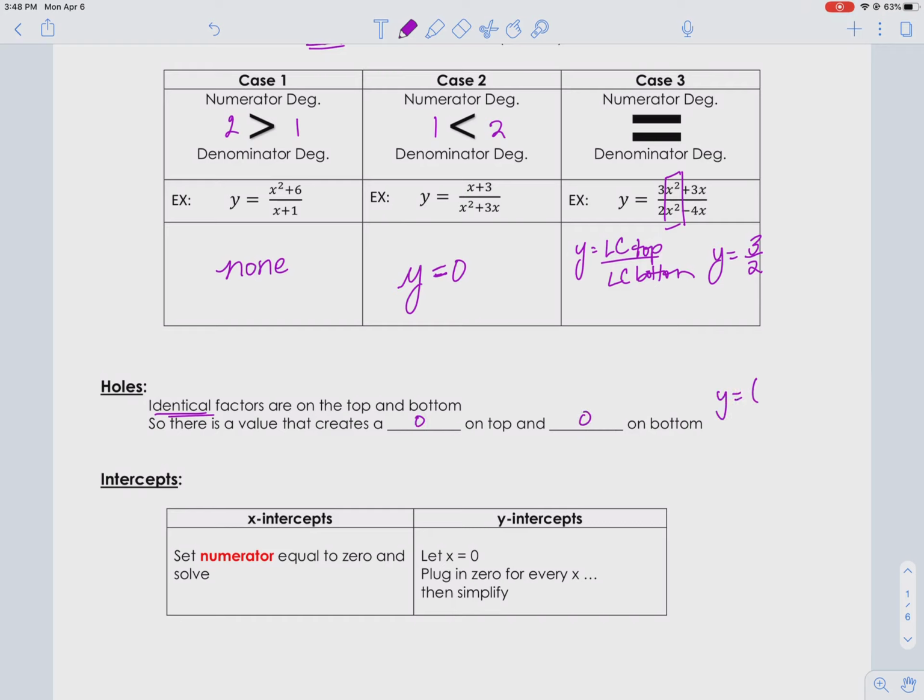For example, if I had, let's say, x plus 1 times x minus 2 on the top, and on the bottom I had x minus 2 times x plus 5. Notice how these two could cancel each other out. Okay, so you have the exact factor on top that you do on the bottom. Anytime you can cancel stuff out like that, you're going to wind up with a hole in your graph.